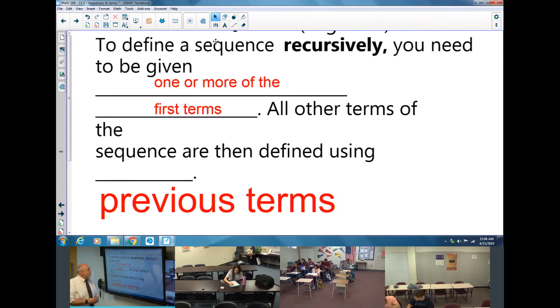Okay. Well, today we were talking about sequences, and I want to define what's called a recursive sequence. To define a sequence recursively, you need to be given one or more of the first terms, and then all of the other terms of the sequence are defined using previous terms. So if I said take the last term and double it, that would be using the previous term to get the next term. Okay?